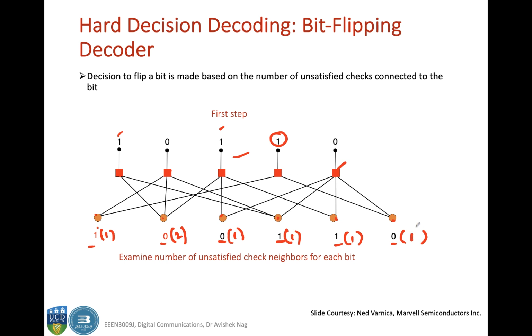So we have examined the number of unsatisfied check neighbors for each bit. Now, the second bit from the left is the only bit that has two unsatisfied check neighbors. So you look for the bit which has the most number of unsatisfied check neighbors, and you flip it. So now you flip the second bit from the left. The idea is to flip the bit which has the most number of unsatisfied check neighbors.